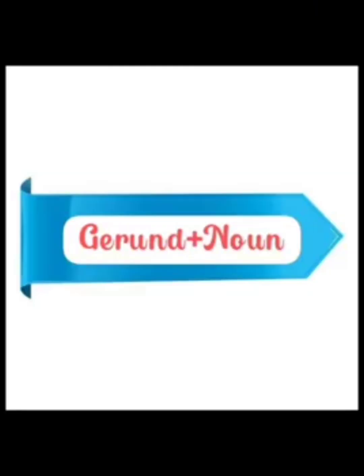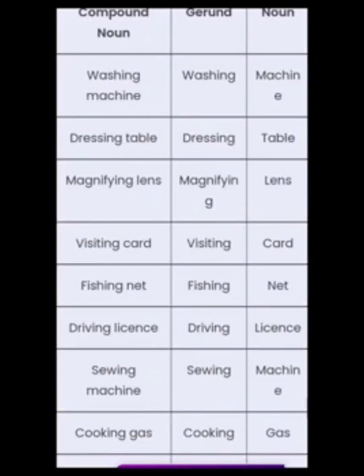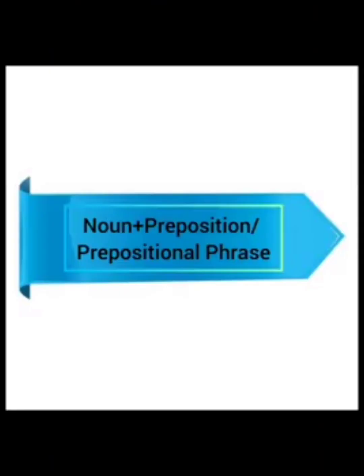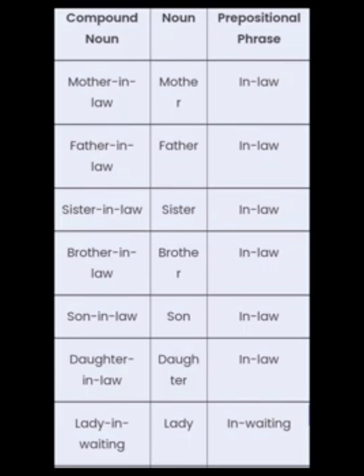Then further we have the combination of gerund plus noun. For example, washing machine, dressing table, magnifying lens, visiting card, fishing net, driving license, sewing machine, cooking gas. These compound nouns are formed with the combination of gerund plus noun. Then we have the combination of noun and prepositional phrases. For example, mother-in-law, father-in-law, sister-in-law, brother-in-law, son-in-law, daughter-in-law, lady-in-waiting.